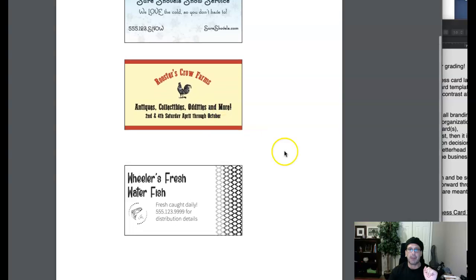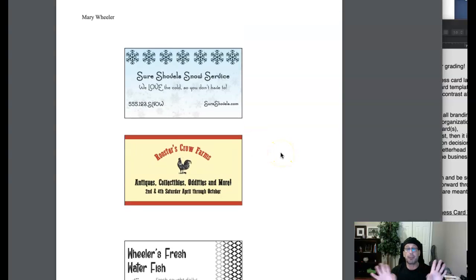Other than that, I think that you're showing a great understanding of the elements of emphasis based on contrast. So that's excellent. You've done exactly what you're supposed to do on this assignment. So that's great.